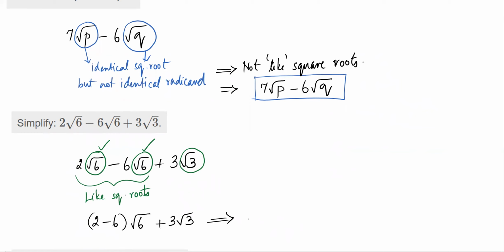So this implies the answer is negative 4 square root of 6 plus 3 square root of 3. They're not compatible, so you can only leave them that way. You cannot go further than that.